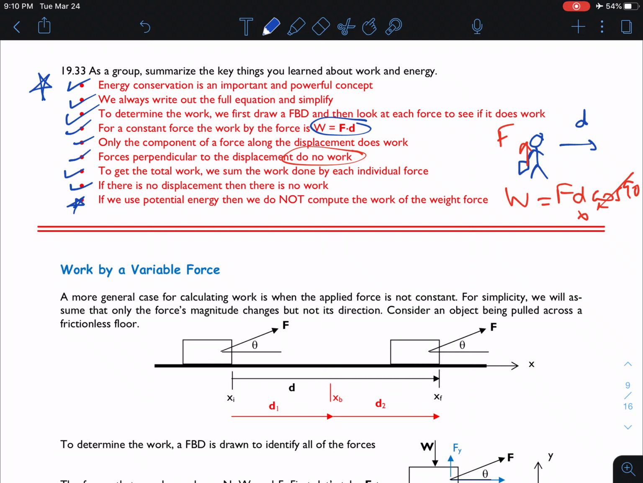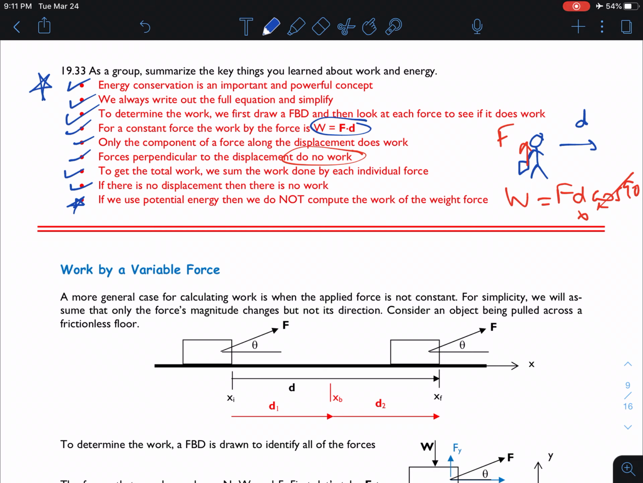You realize that we have a choice. If there's a change in elevation, that means the object has a change in potential energy, or it also means that the weight force is doing work. But when you apply this in energy conservation, you have to choose one or the other. You cannot do both of them.